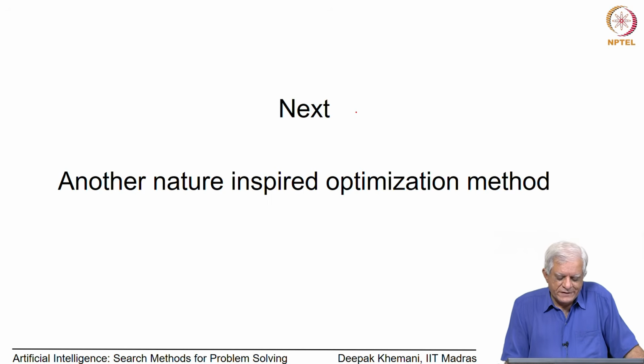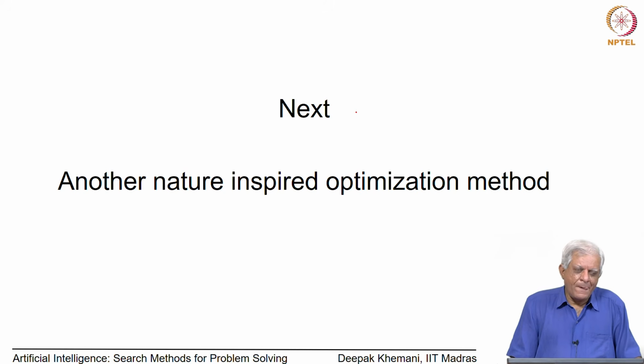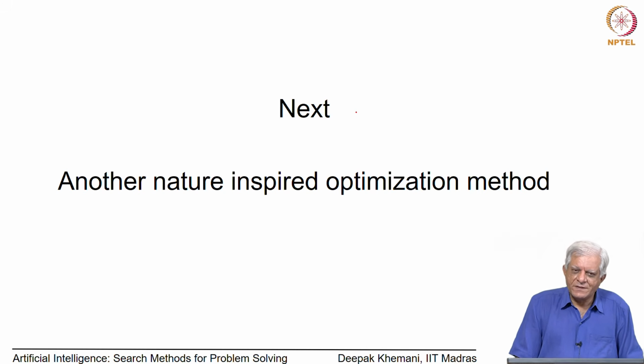Okay, so, we are done with TSP and genetic algorithms, and we spent a little bit of time looking at genetic algorithms. In the next session, we will look at another population based optimization method, which is also nature inspired essentially. So, we will look at the world of bees and ants and try to see if we can learn something from them in the process of optimization.